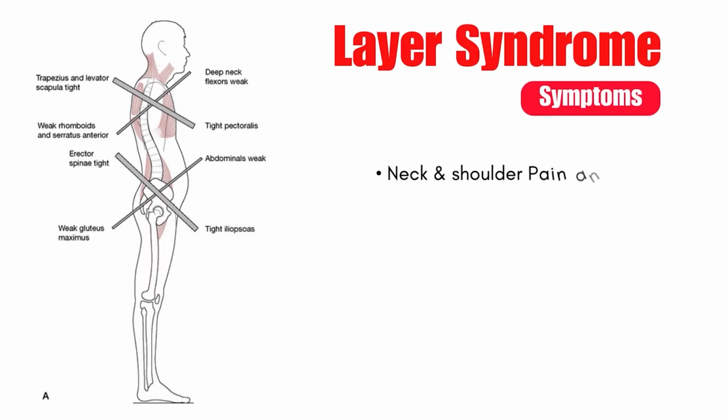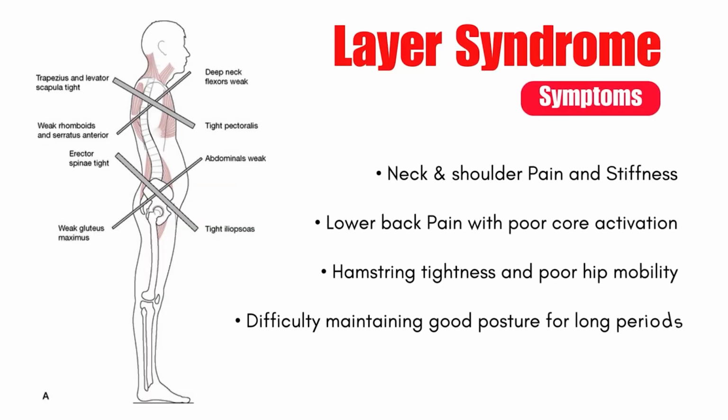Layer syndrome is a combination of upper cross and lower cross syndromes that results from alternating tight and weak muscle groups throughout the body, leading to severe movement dysfunction. Patients with layer syndrome often present with the following symptoms, which were also noted in previous videos.